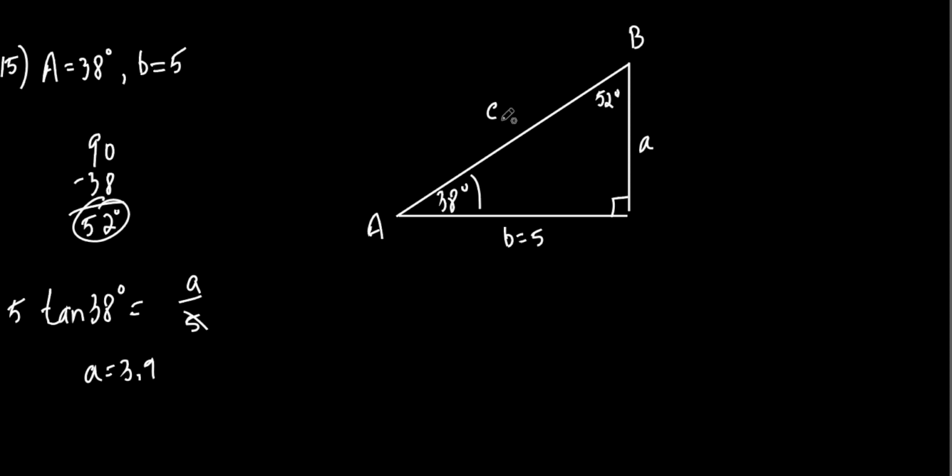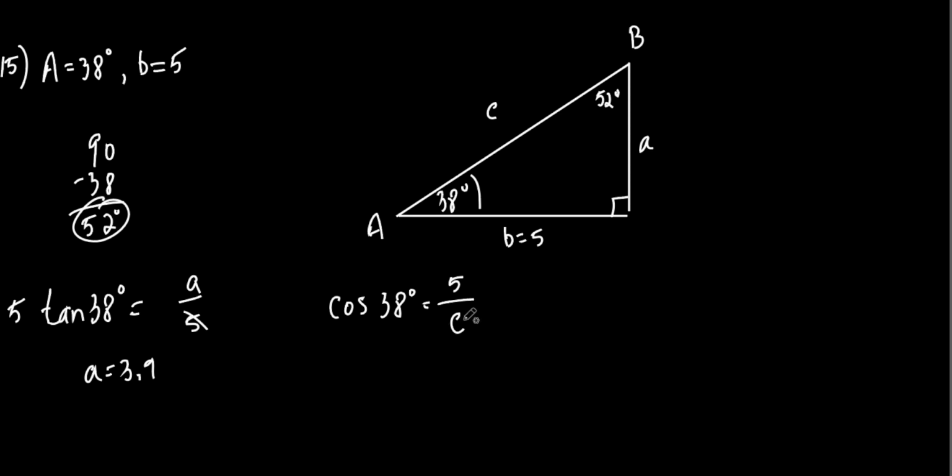And then side C, I got adjacent and I got hypotenuse. How would I find C? Use the cosine of the angle. 38 degrees equals adjacent, which is 5, over the hypotenuse, which is C. Now watch the algebra here. It's just one little extra step. Once you get used to these, it's really not that big of a deal.